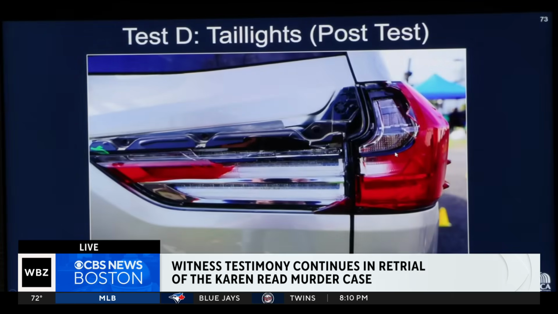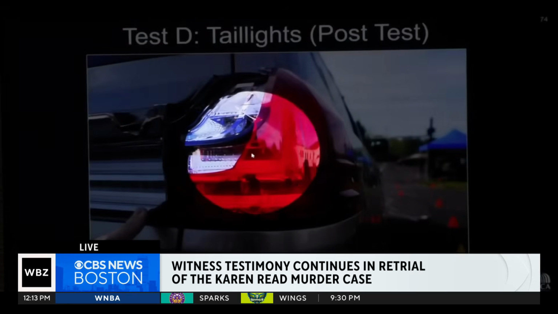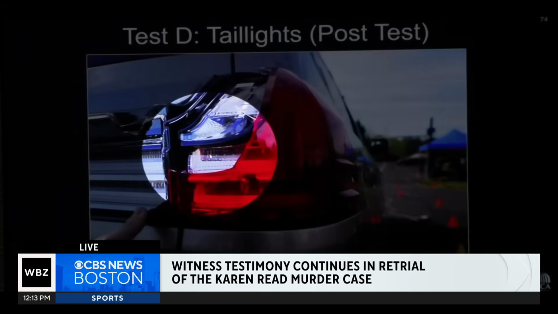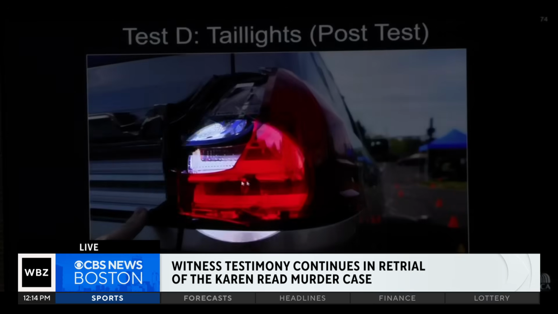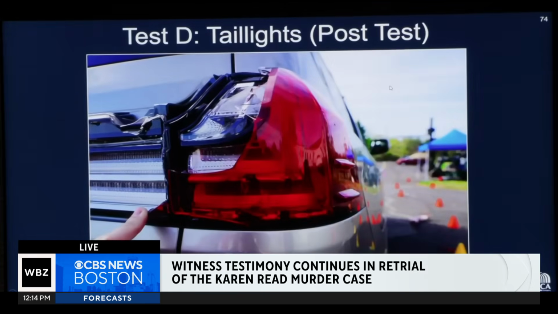Next slide, please. What are we looking at in this slide? So this is another photograph depicting the quarter panel taillight. As I indicated, there is portions of the red lens cover missing. The interior diffusers remained largely intact in this test. Next slide.